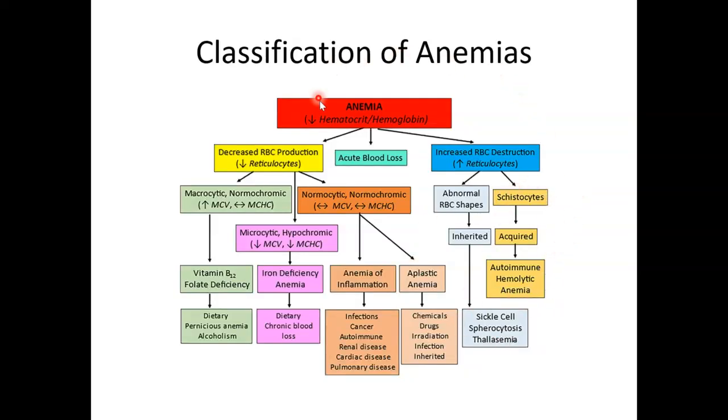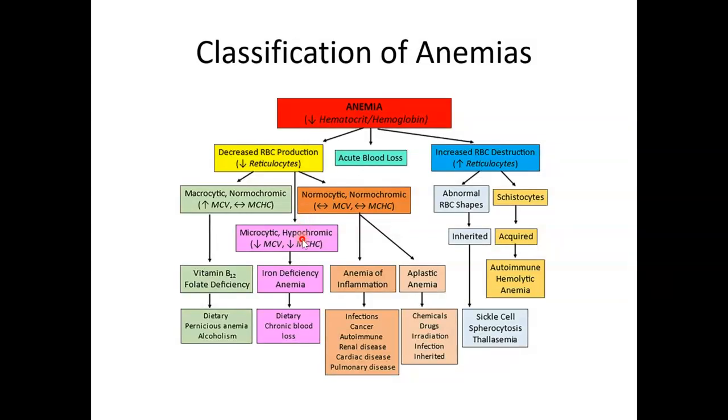So as far as this chart, it's important for you right now to know these 3 causes of anemia. And then we're going to talk about all 3 of these. And we're going to talk about these 2 macrocytic normochromic.